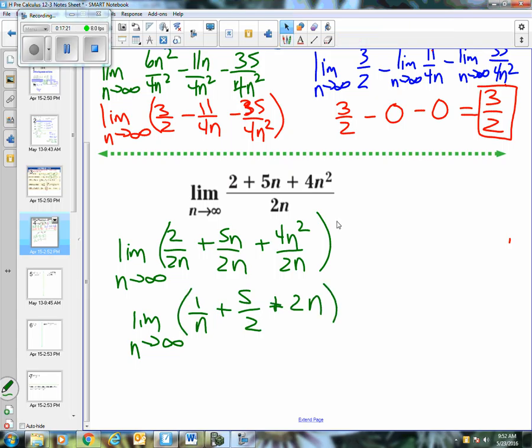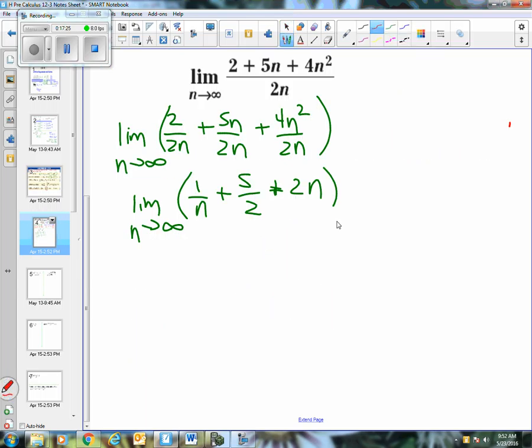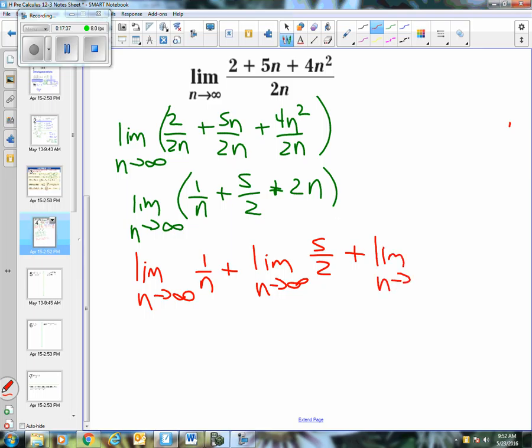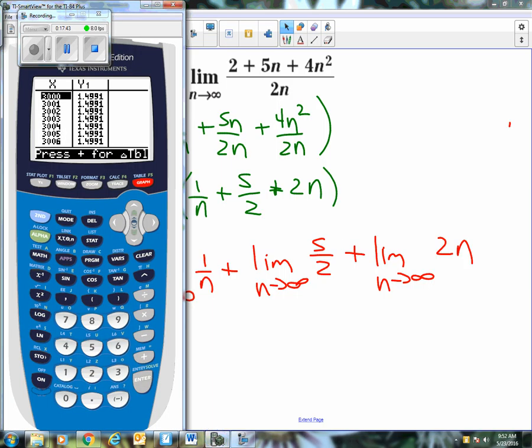All right, so what we can do then is take a look at each of these limits separately. So I can look at the limit as n approaches infinity of 1 over n, and I can look at the limit as n approaches infinity of 5/2, and then I can look at the limit as n approaches infinity of 2n. Now I want you to think about what happens to each of these, kind of in conjunction with what the graph looks like.